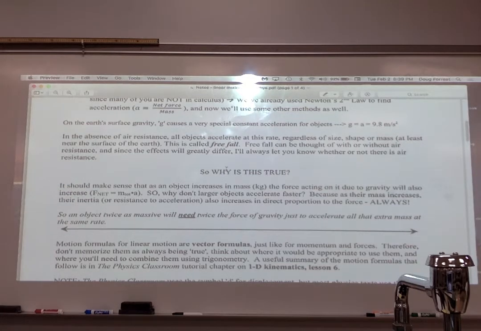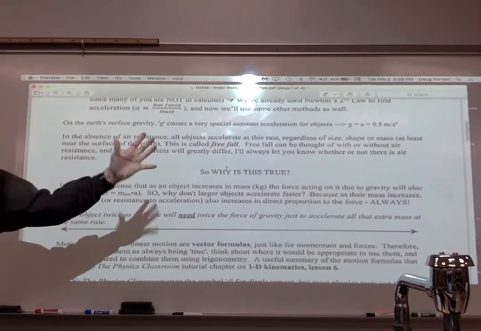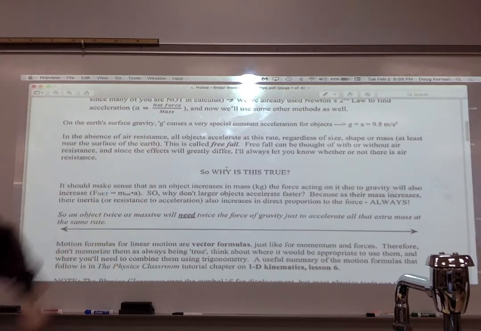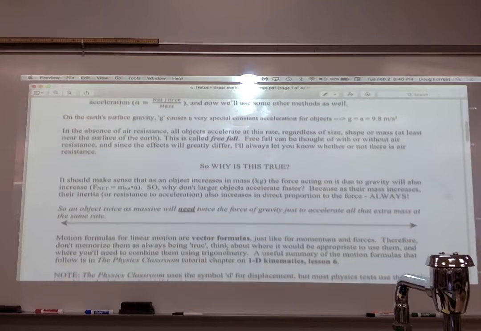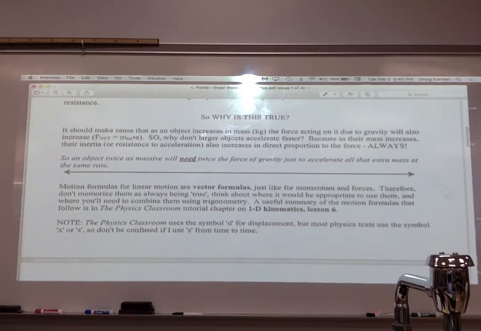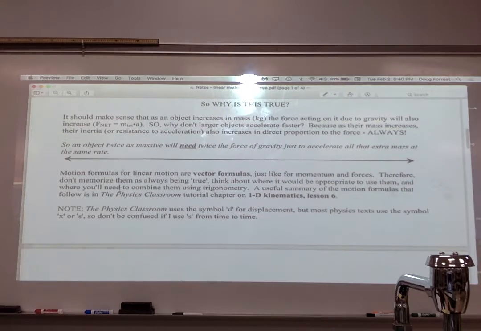So as we get into these motion formulas, and there's going to be a total of five of them, we end up seeing that they're vector formulas. So the direction matters. So we can have positive and negative velocities, positive and negative displacement, positive and negative acceleration. So once again, you can go to the Physics Classroom tutorial, chapter 1D kinematics, lesson 6, which goes through a lot about these things. You don't necessarily need to memorize those, but you should have them on your formula sheet.